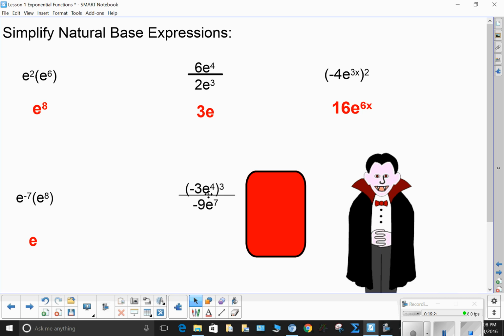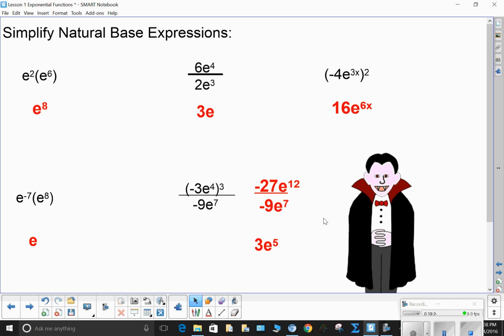This one takes a couple of steps. Hopefully you did them. First, I raise the numerator to the third power, and then I take care of dividing. I divide negative 27 by negative 9 to get the 3, and then I subtract 7 from 12. So now I have e to the 5th.